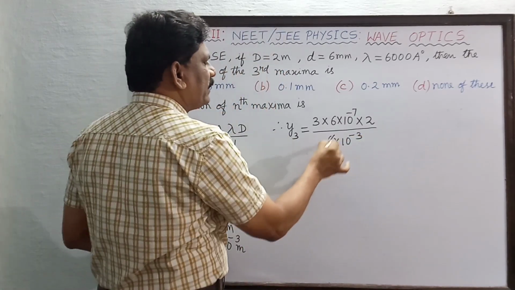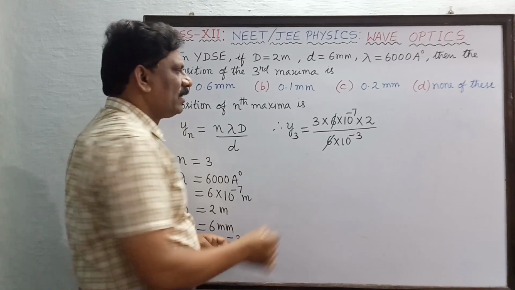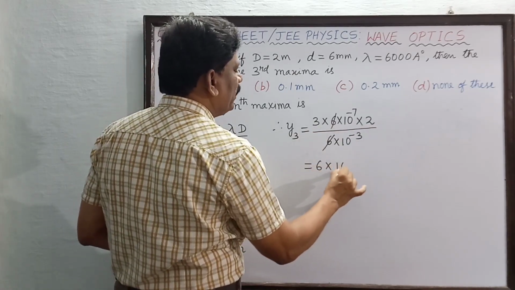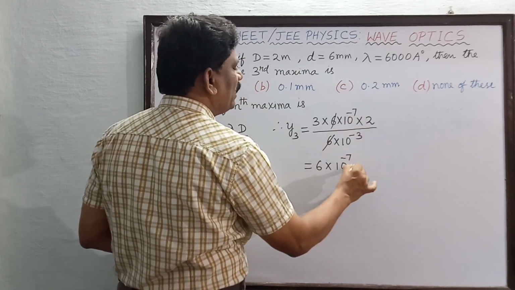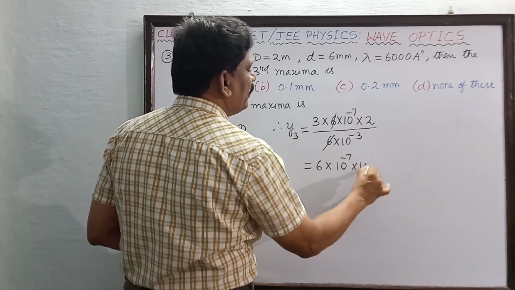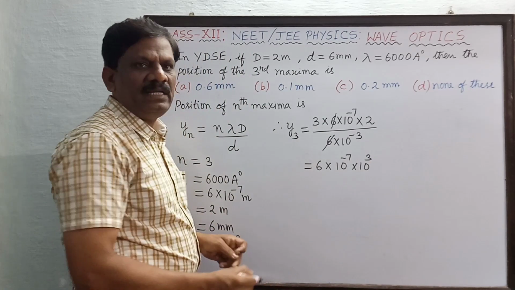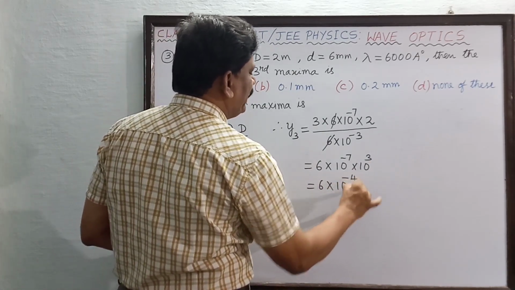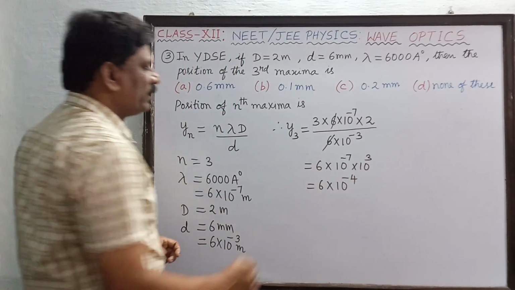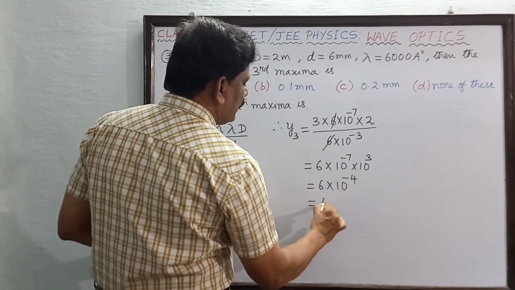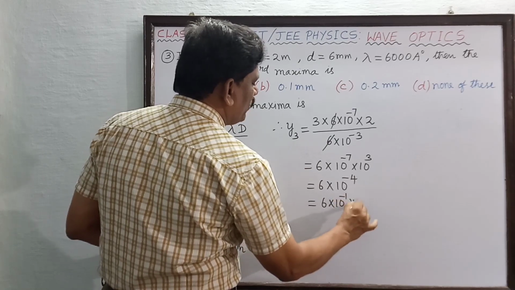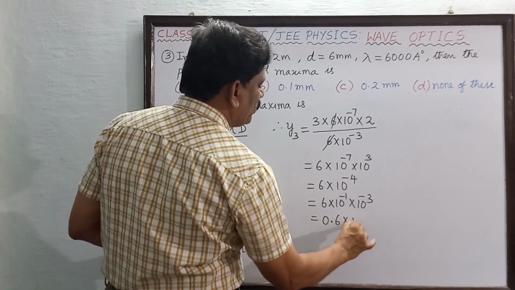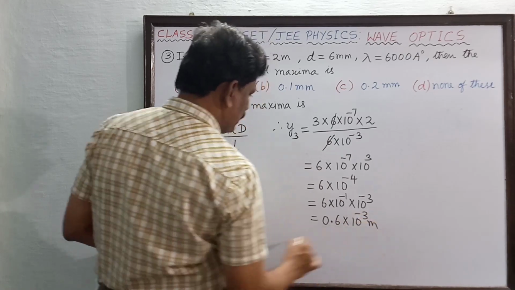So here this 6 and 6 can be cancelled. Once again 3 2s are 6. So this is equal to 6 into 10 power minus 7, into 10 power minus 3 comes up as 10 power 3. So this is equal to 6 into 10 to the power of minus 4. So this is 6 into 10 power minus 1 into 10 power minus 3, which is equal to 0.6 into 10 power minus 3 meter.